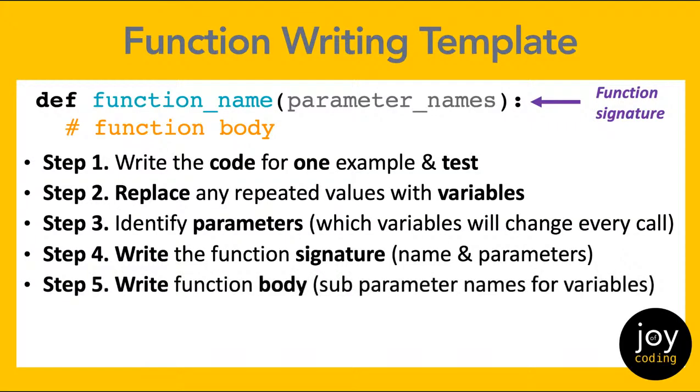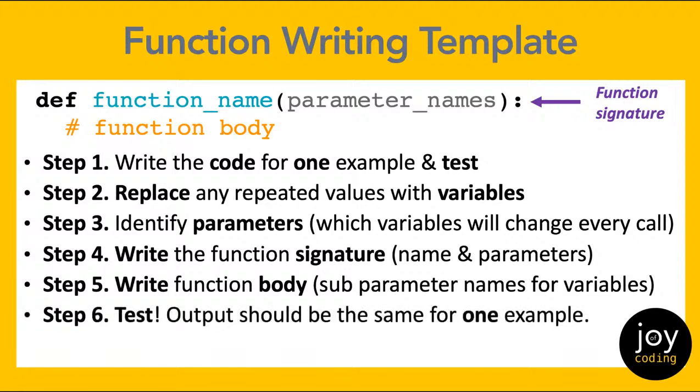In step 5, we're going to write the function's body. And we're going to substitute in parameter names for variables if they're different. But if we do this process right, when we replace repeated values with variables, hopefully we'll be choosing names that also make sense as parameter names. And so we won't have to actually do any substitution here. Next, in step 6, we're going to test the function just once for our example that we started with in step 1. And ideally, the output should be the same.